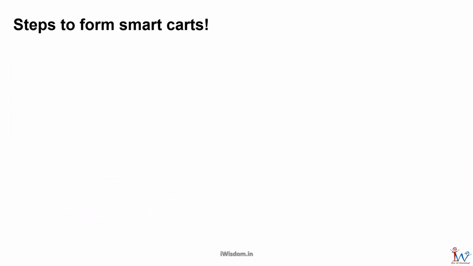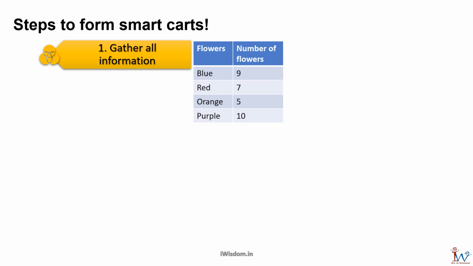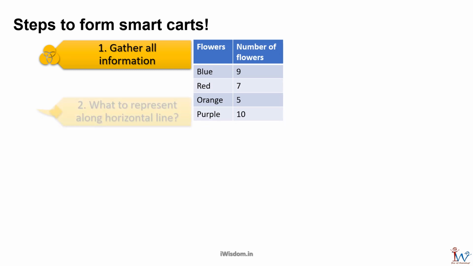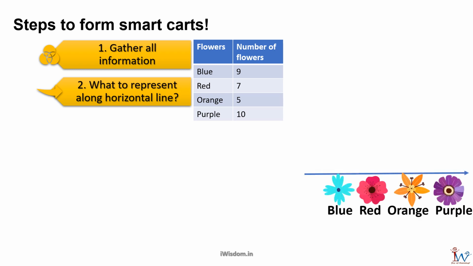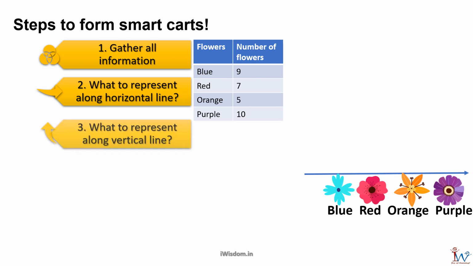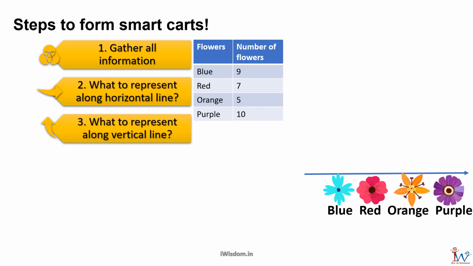Let's recap the steps to be followed to get a smart chart. First step, gather all information. We gathered information in the form of a table. Second step, what to represent along horizontal line. We represented flowers along the horizontal line with color labels. Third step, what to represent along vertical line. We represented number of flowers along the vertical line.